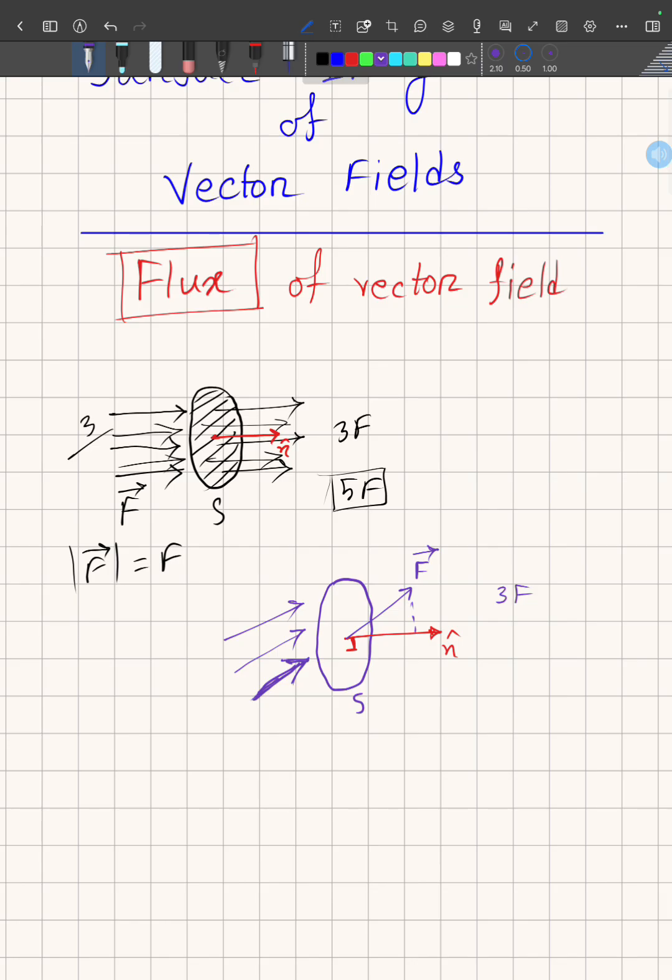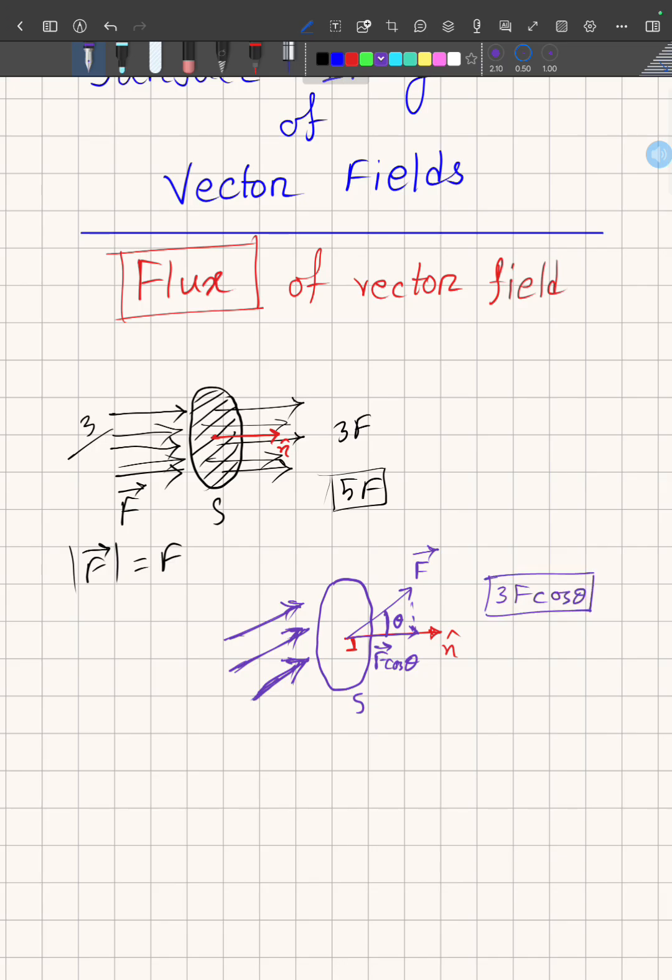Okay, so in this case, let's say this angle is theta. Now we can say that this projection will be F cos theta. So this is F cos theta. If these three vectors are parallel to each other, then we will have 3F cos theta. So the total flux would be 3F cos theta.